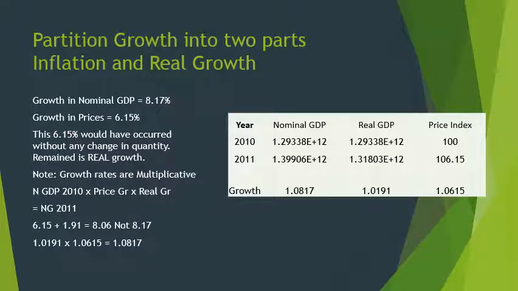So that's 1.91%. Now it's important to note that this is a multiplicative calculation, not an additive one. If you add 6.15% to 1.91%, you will get 8.06, not 8.17%. It's actually the growth rates. You take the nominal GDP, multiply it by the price growth, multiply it by the quantity growth, and you get the new GDP.